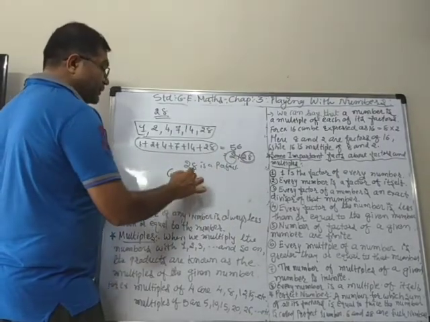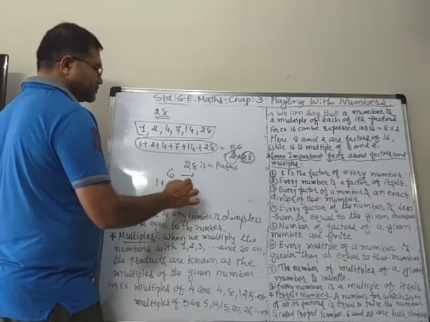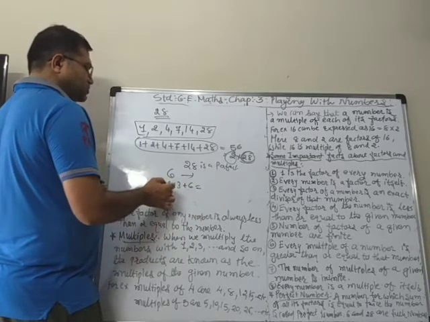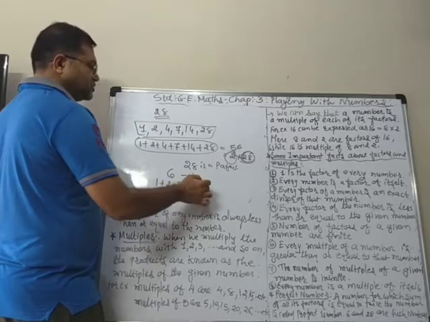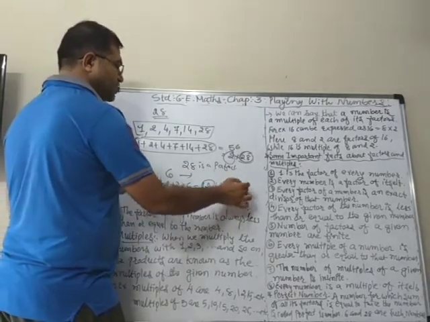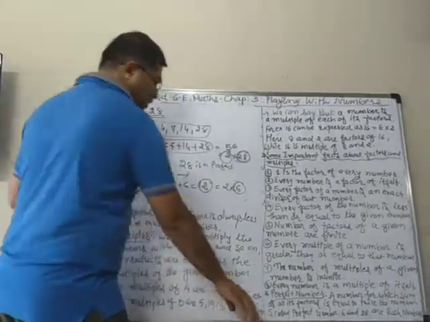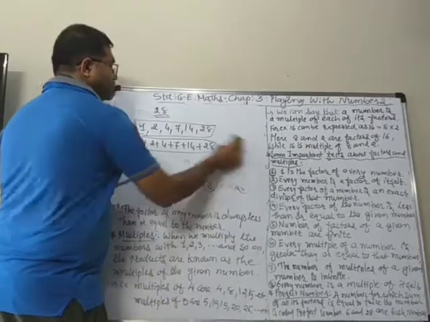6 is also a perfect number. Why? Its factors are 1, 2, 3 and 6. 1 plus 2 is 3, 3 plus 3 is 6, 6 plus 6 is 12. 12 is 2 multiplied by the original number. So we can say that 6 and 28 are perfect numbers.